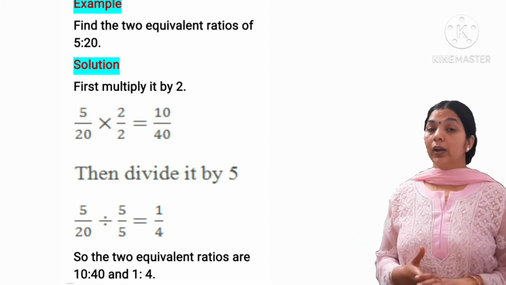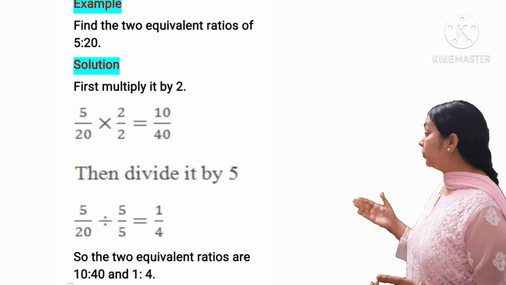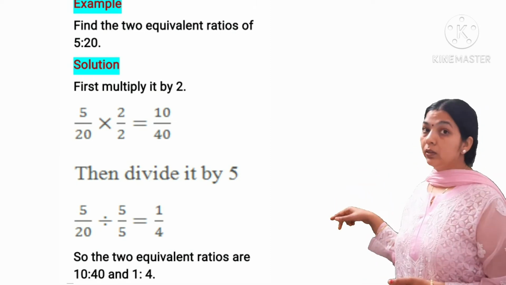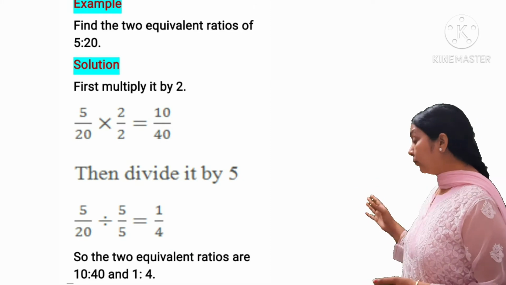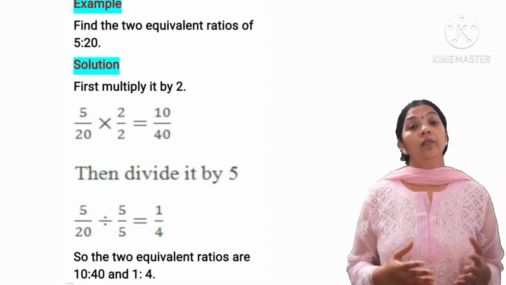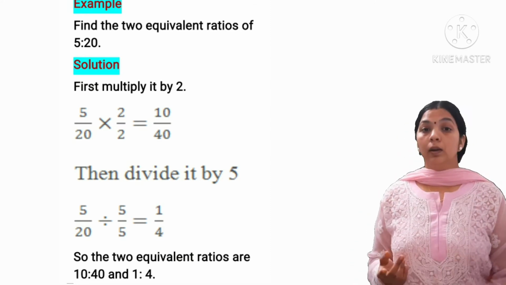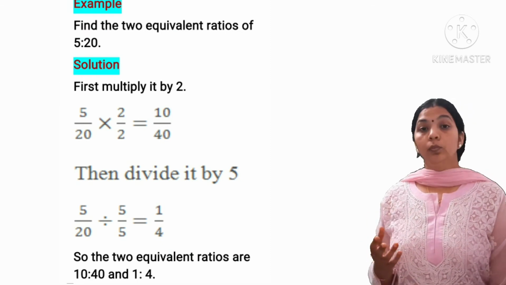Now, how to find the equivalent ratio by dividing? If we divide both the denominator and the numerator, 5 and 20, by 5, we will get 1/4. So this is also an equivalent ratio. So this is how we can find an equivalent ratio, by multiplying or by dividing both the numerator and the denominator by the same number.